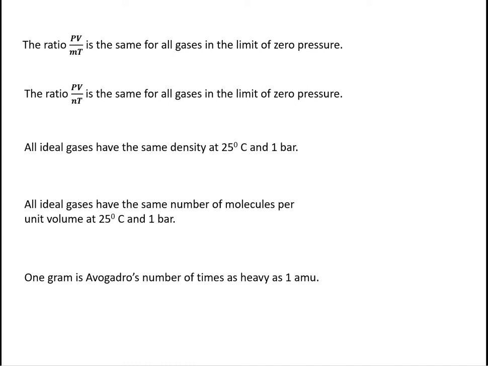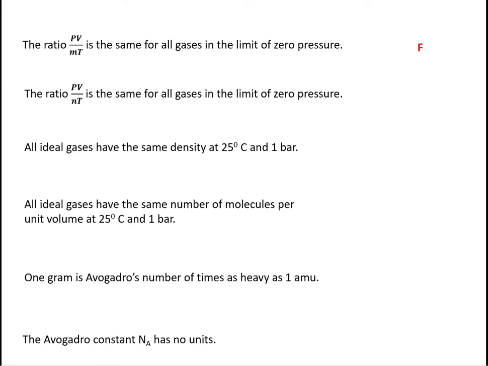1 gram is Avogadro's number of times as heavy as 1 atomic mass unit, AMU. The Avogadro constant has no units. So give a pause. After a few seconds or minutes, we can come back to the video to check your answers. Now let me give you the answers.